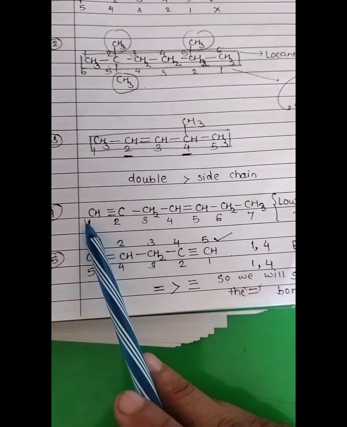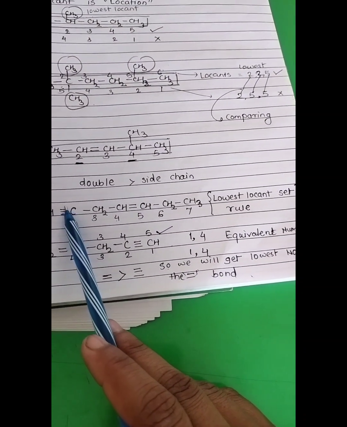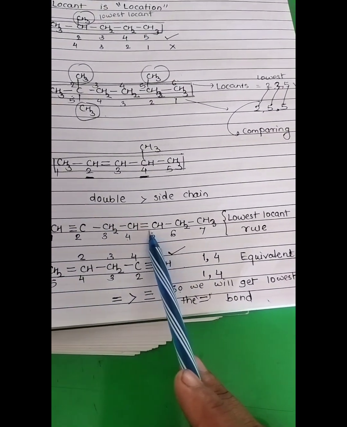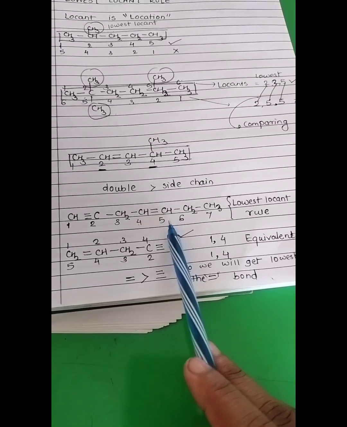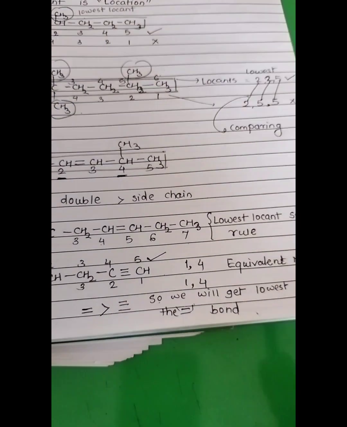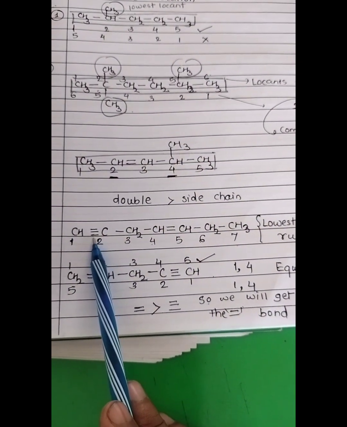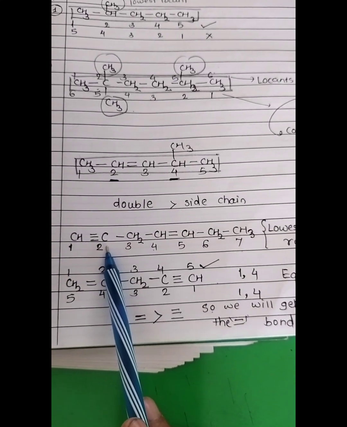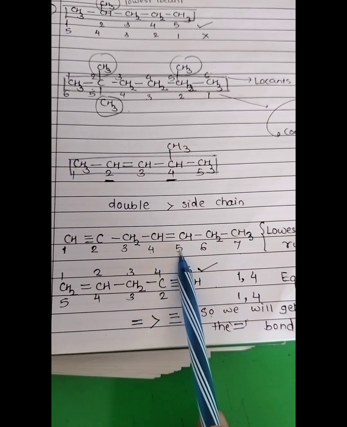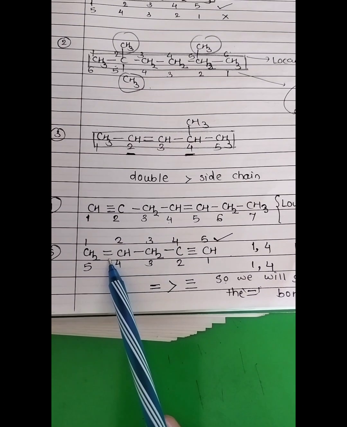Then next example, here carbon carbon triple bond and double bond are also present. So here we can normally use the lowest locant set rule. So on this side the triple bond gets the lowest locant number. So we can number here 1 2 3 4 5 6 7.